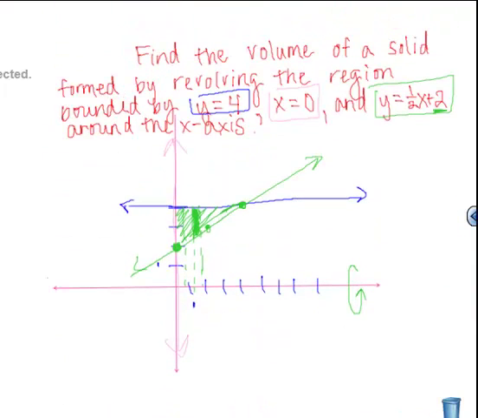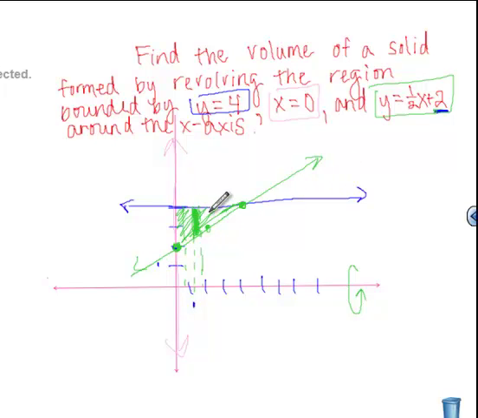We're going to look at this problem right here, and what we're going to do is find the volume of the solid formed by revolving the region bounded by y equals 4, which I've graphed in blue, x equals 0, which I graphed in pink, and y equals 1/2 x plus 2. Here is just slope-intercept form. There's my intercept, so there's my 2. And then rise over run: we rose 1, ran 2, so 1 over 2. So there is that green line associated with that linear graph.